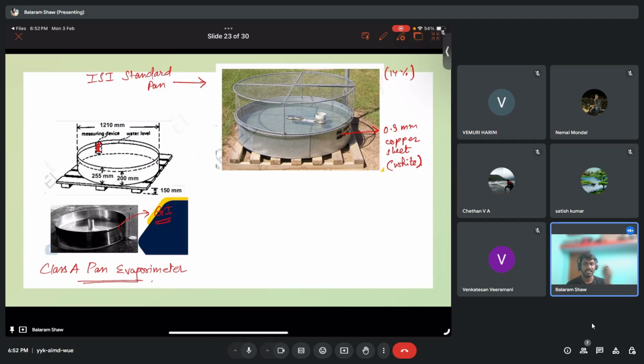But again, so we have all this now, right? So in this you can see what the diameter is. Diameter is around 1210 millimeter, that is 1.21 meter. But our water bodies are very large, right? So we have large water bodies.